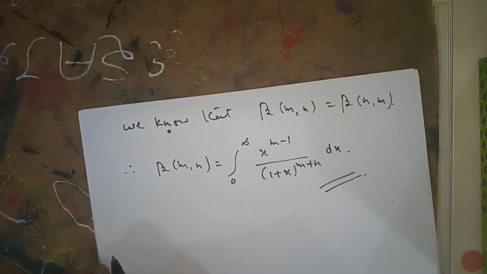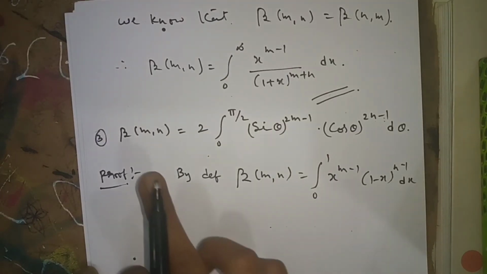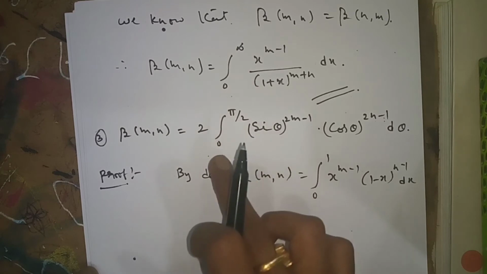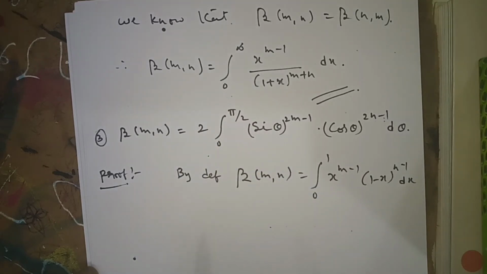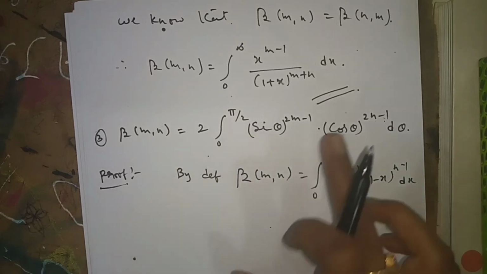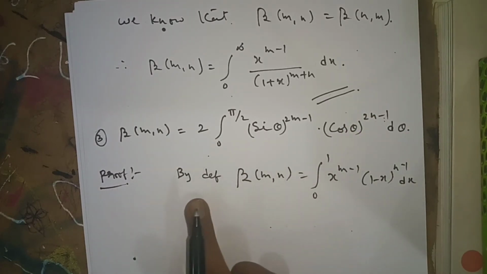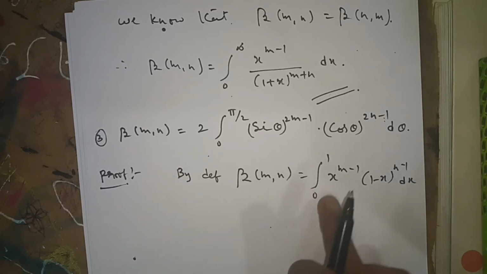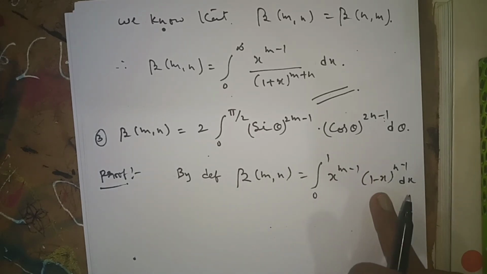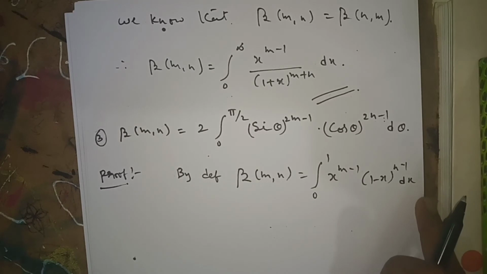Now the third one: prove that beta of m comma n is equal to 2 times the integral from 0 to pi by 2 of sin theta to the power of 2m minus 1 into cos theta to the power of 2n minus 1 d theta. To prove this one, first we know the formula for the beta function: beta of m comma n is equal to the integral from 0 to 1 of x to the power of m minus 1 into (1 minus x) to the power of n minus 1 dx.